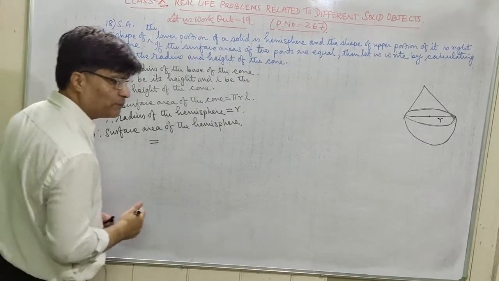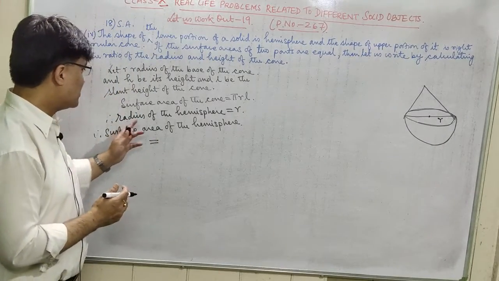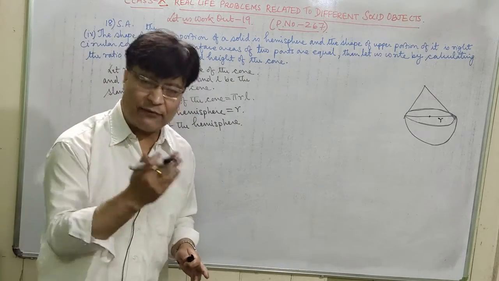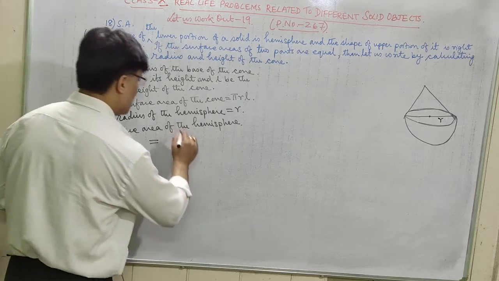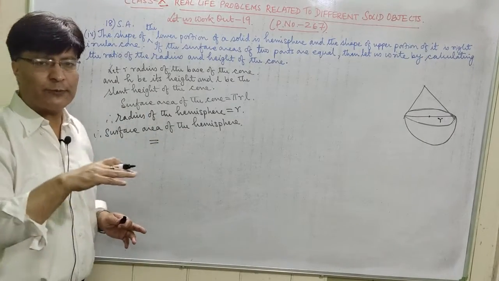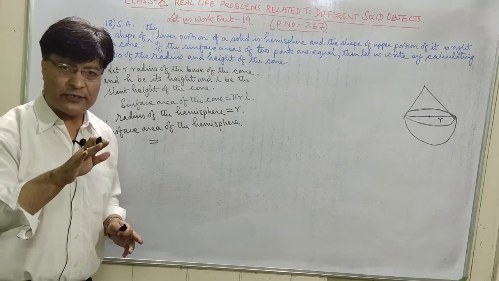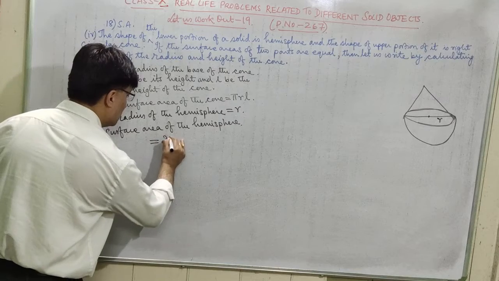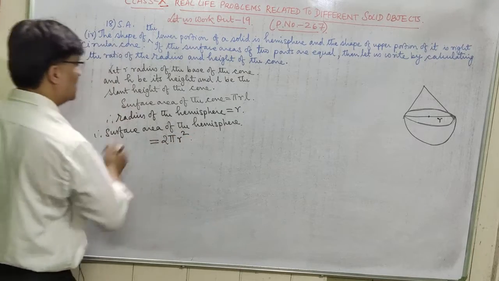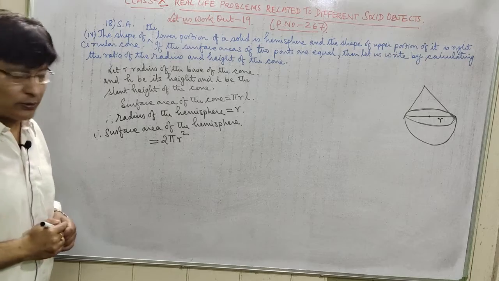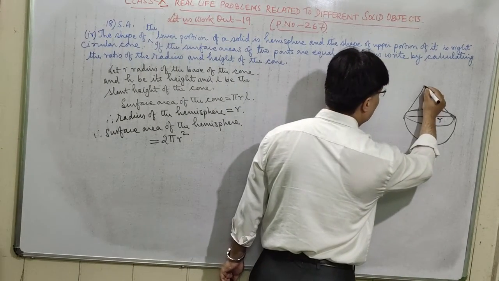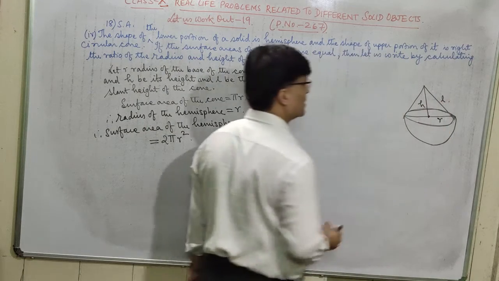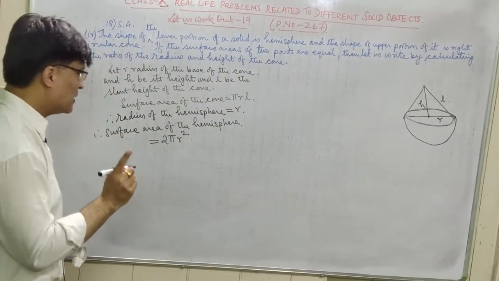The hemisphere is half of the sphere. What is the surface area of the sphere? It is 4 pi r square. So the surface area of the hemisphere is 2 pi r square. In this case, h is the height of the cone and L is the slant height of the cone. Is that clear?